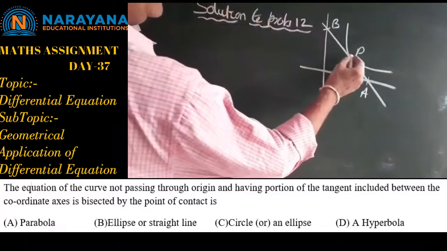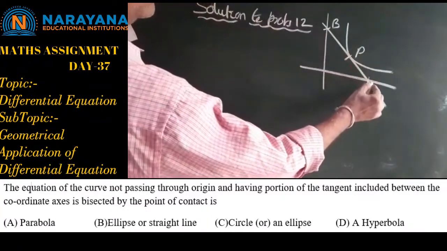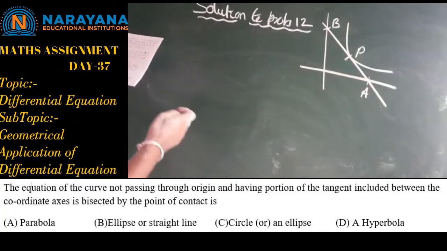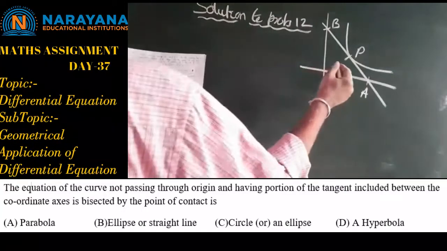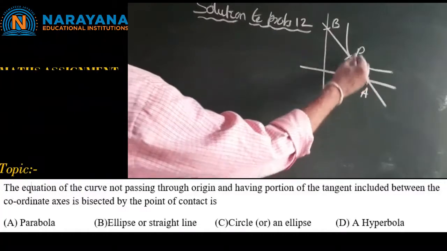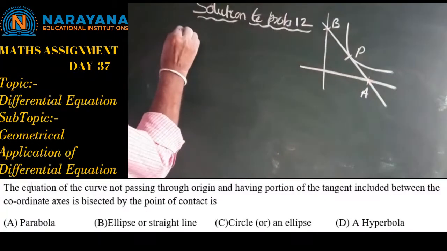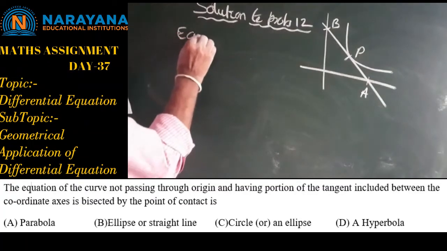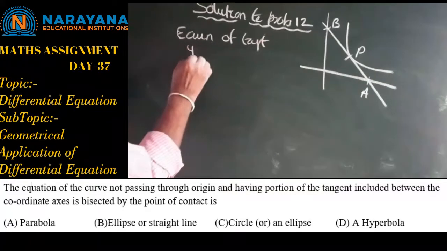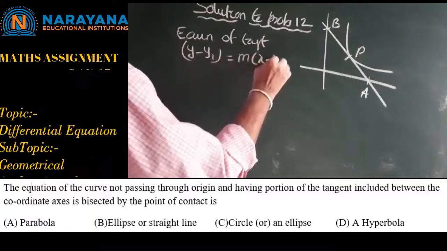12. A tangent at a point meets the curve, meets x-axis at A and y-axis at B. Then the curve is not passing through origin. The portion of the tangent included between the axes is bisected by the point P. So that means we write the equation of tangent. Equation of tangent is given by y minus y1 is equal to m into x minus x1.